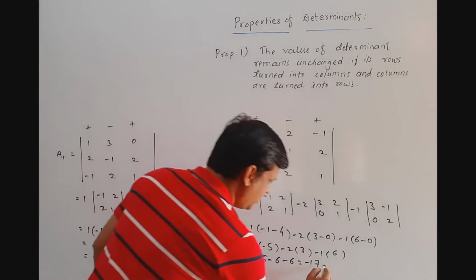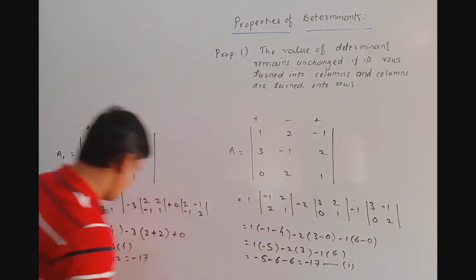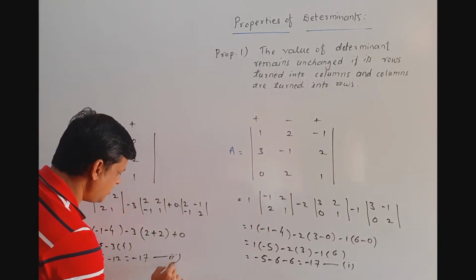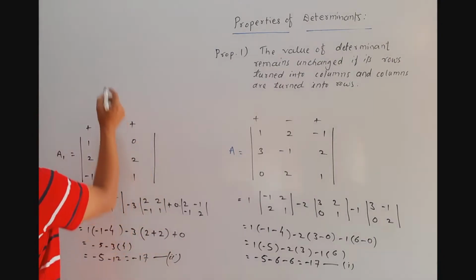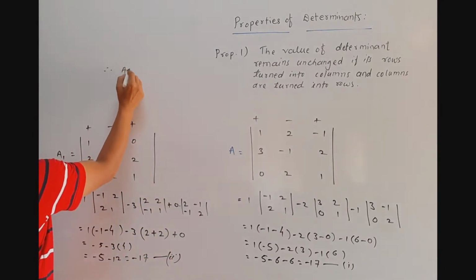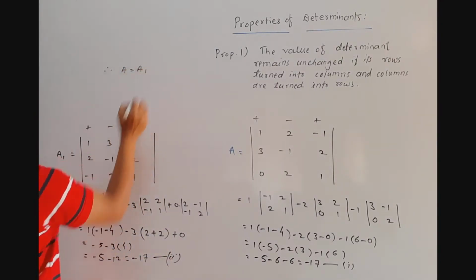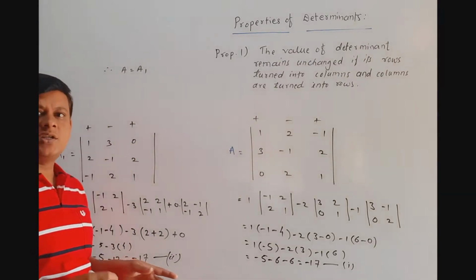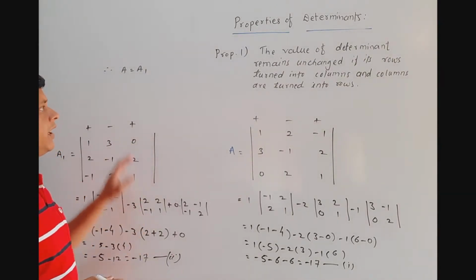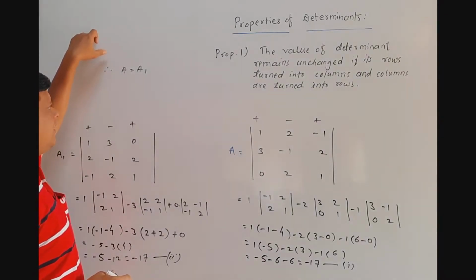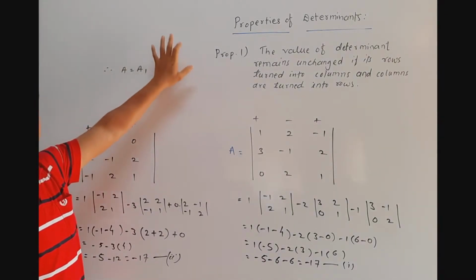So we denote this as equation number 1 and this as equation number 2. So from 1 and 2, therefore we say A is equal to A1. That means after interchanging the row and column, we get the same value of that determinant. So this is the first property.